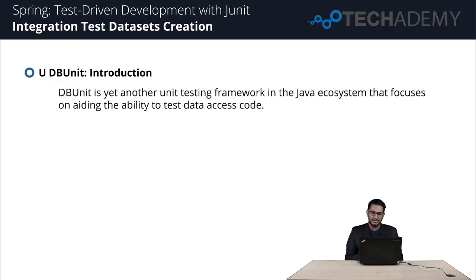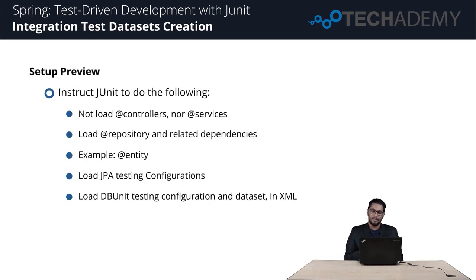So DBUnit is a JUnit extension that helps developers manage the non-trivial task of keeping the data stored in a known state before and after testing. As expected, with any of our test classes, setup needs exist, and we'll have to load some DBUnit specific configurations for this scenario. So let's get started and see what it looks like.